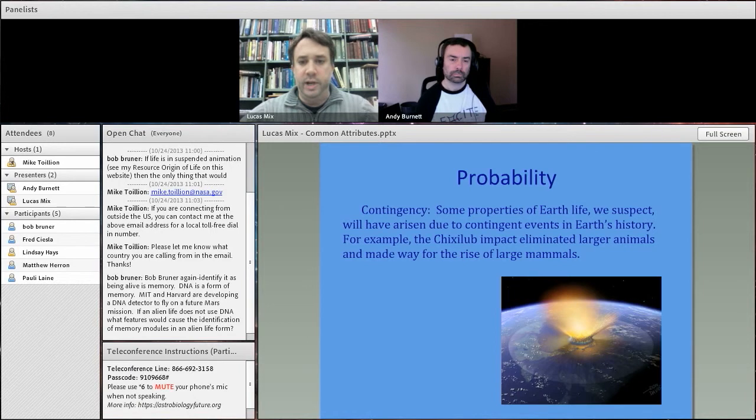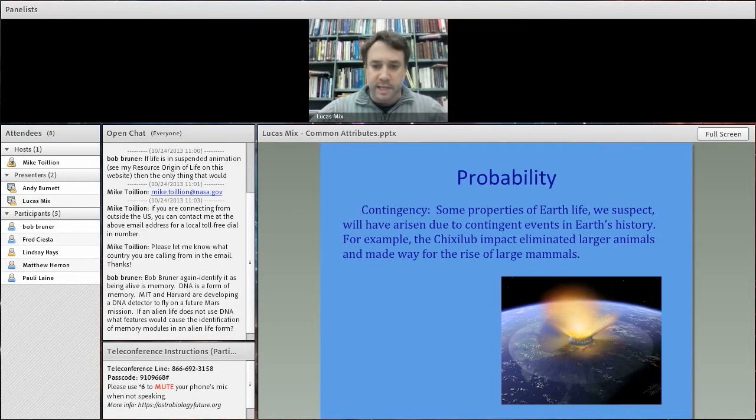Second, we have this category of contingency. Some properties of Earth life we suspect will have arisen due to contingent events in Earth's history. For example, the Chicxulub impact, which eliminated larger animals and made way for the rise of large mammals. Now, both of these hypotheses have certain aspects to them which you may or may not agree with. That's not really important here. The question is the types of explanations we want to invoke and what they say about our understanding of life.